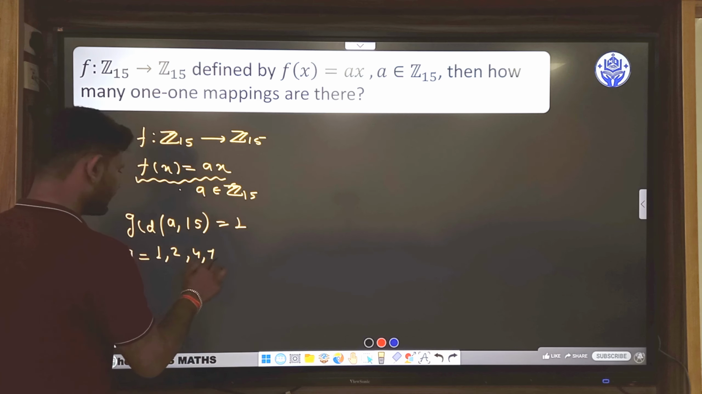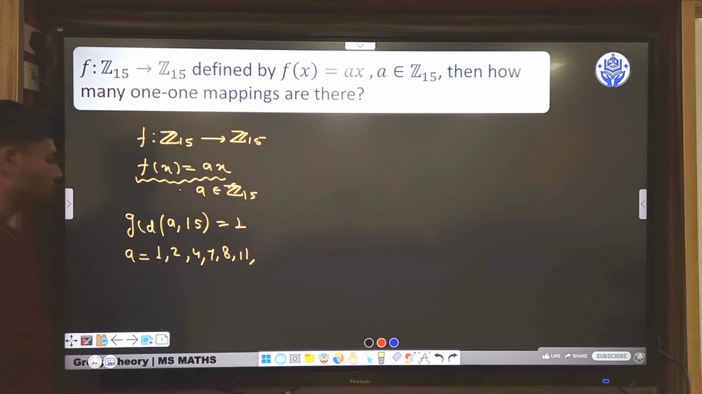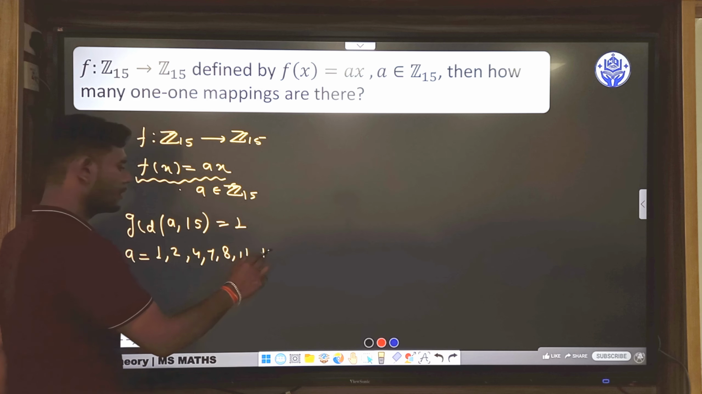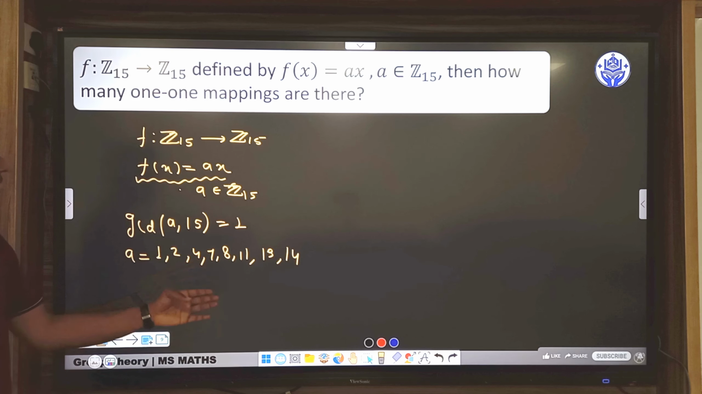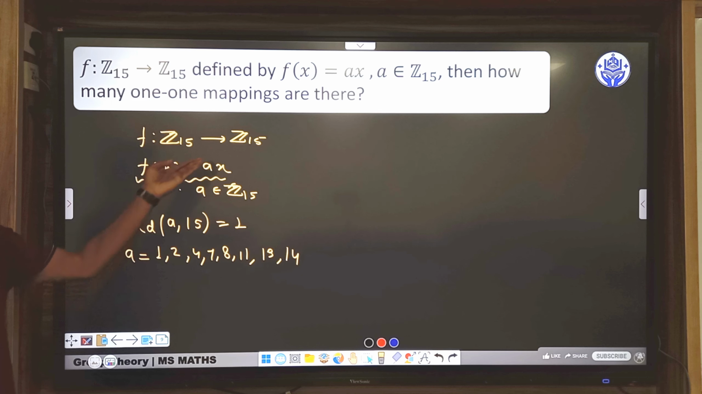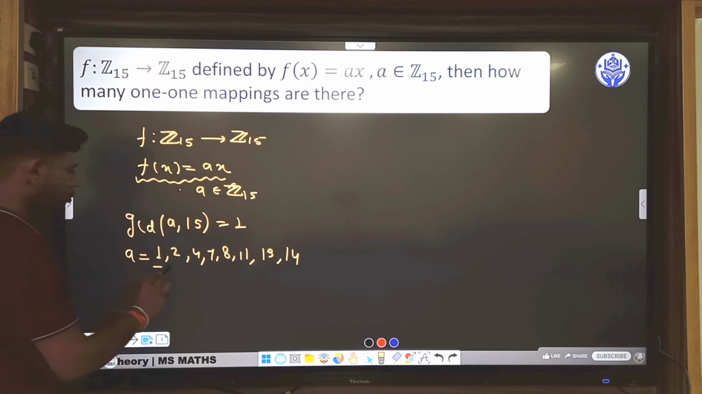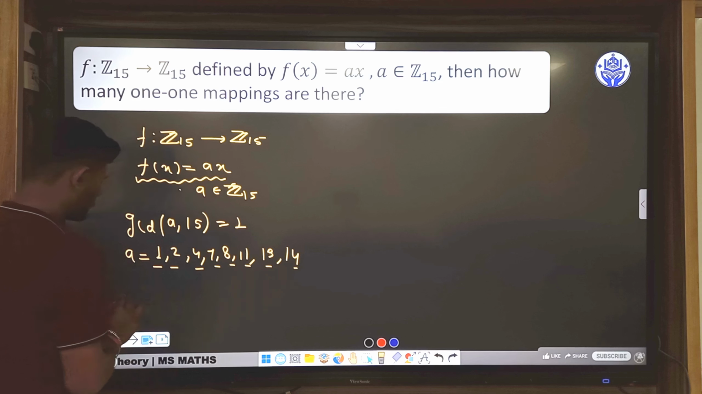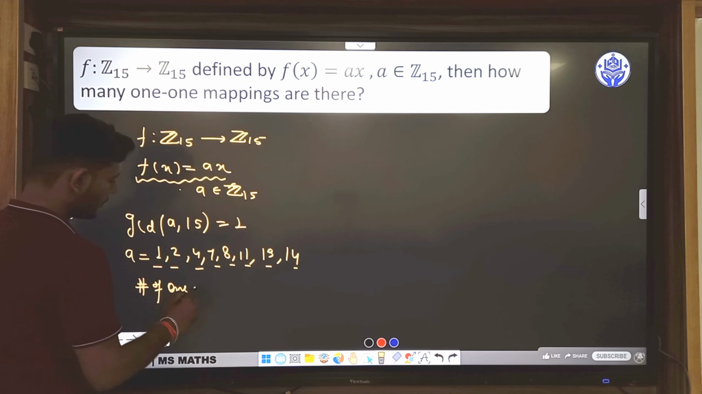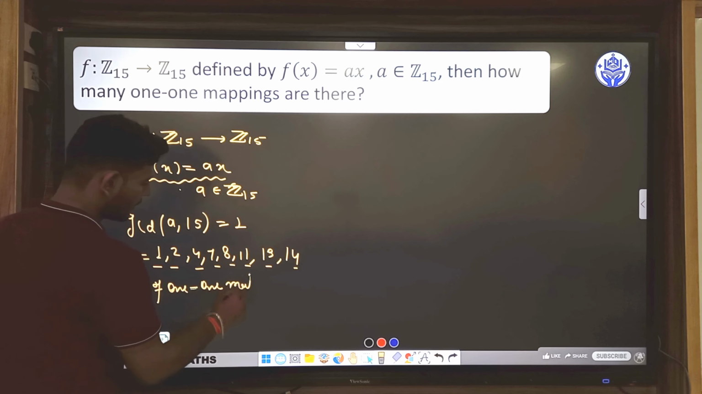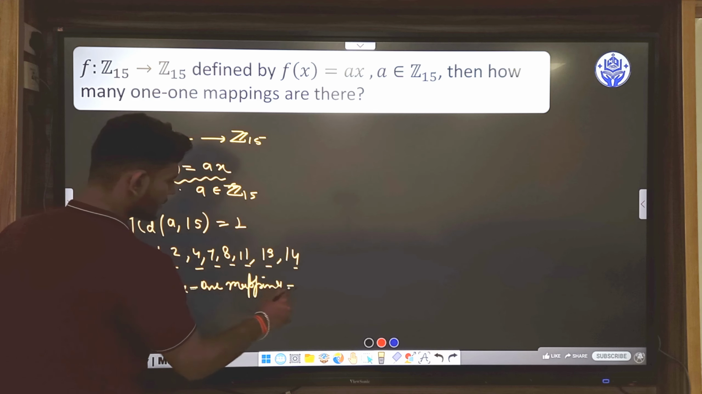Then again 7 can be, 8, of course. 9 can't be. 11, yes. 12, no. 13, yes, 13 can be. 14, yes. So these are such a which will make a one-one mapping in this particular condition. So how many? 1, 2, 3, 4, 5, 6, 7, 8. So the number of one-one mappings in this case is 8.